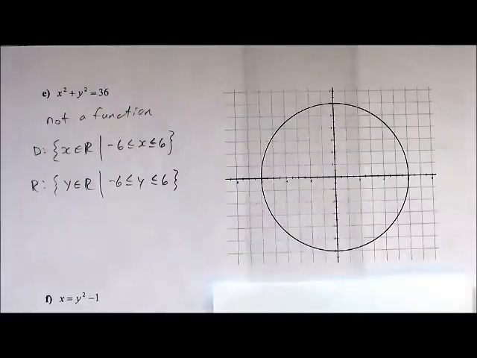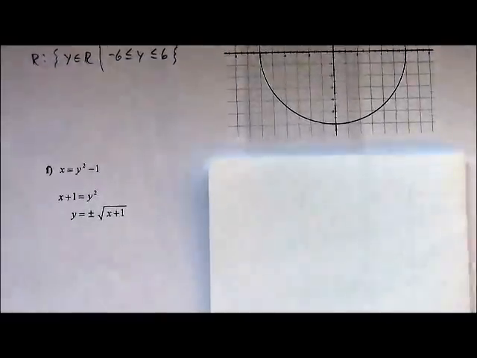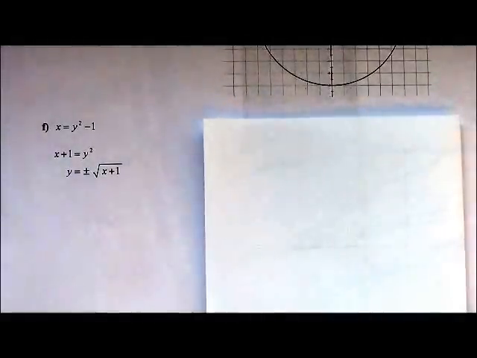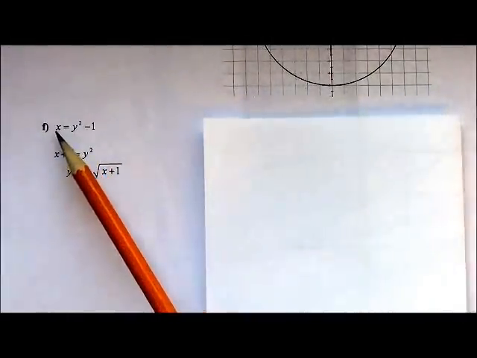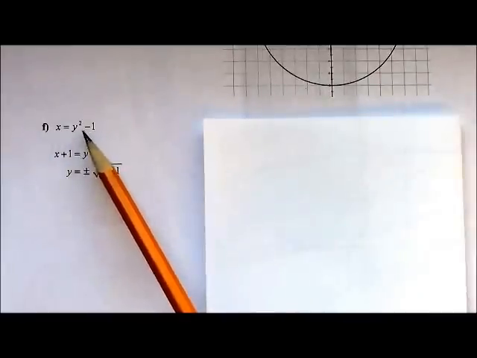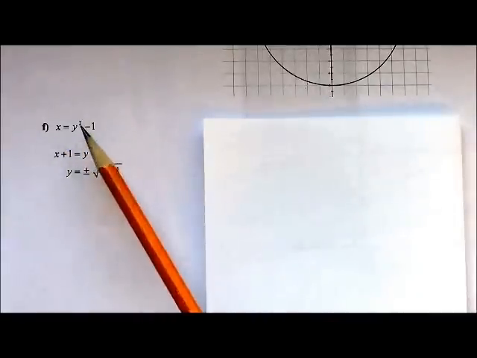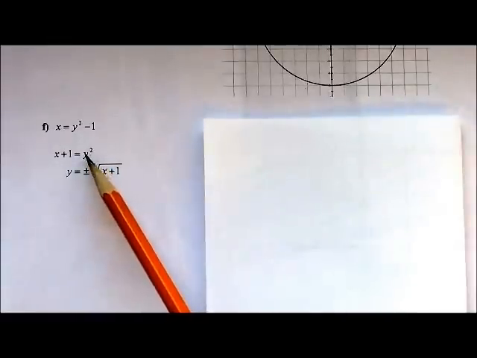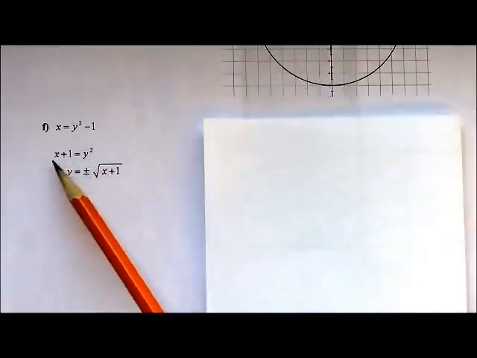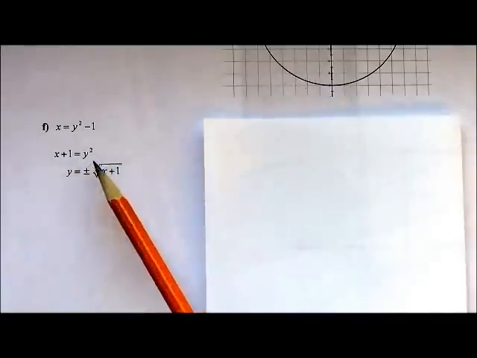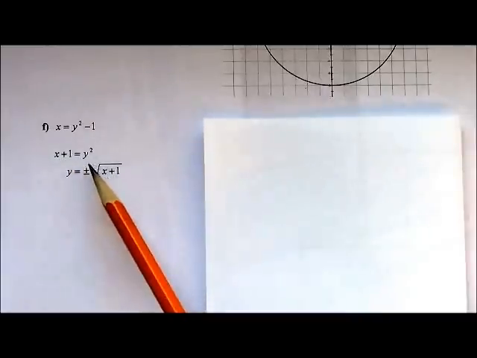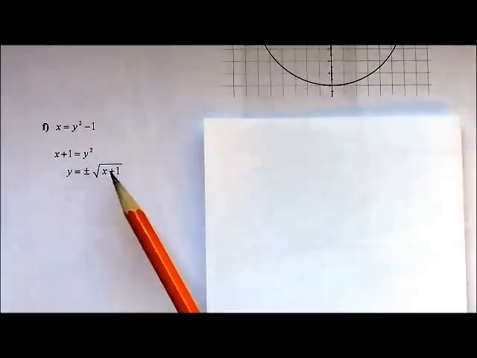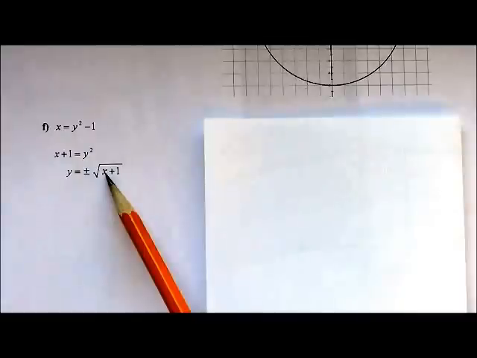Okay, moving along to example F. We see that the relation is given as x equals y squared minus 1. If we rearrange that, we get x plus 1 equals y squared, and then we solve for y, and we take the square root of both sides. And when you have a function or any variables and you take the square root, you need the plus minus, because you don't know what that value of x actually is.